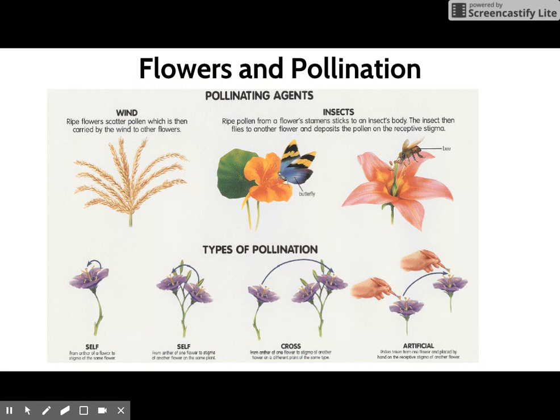So there's different kinds of pollination, okay? So we've got wind pollinators and we've got insect pollinating, and there's different types of pollination.